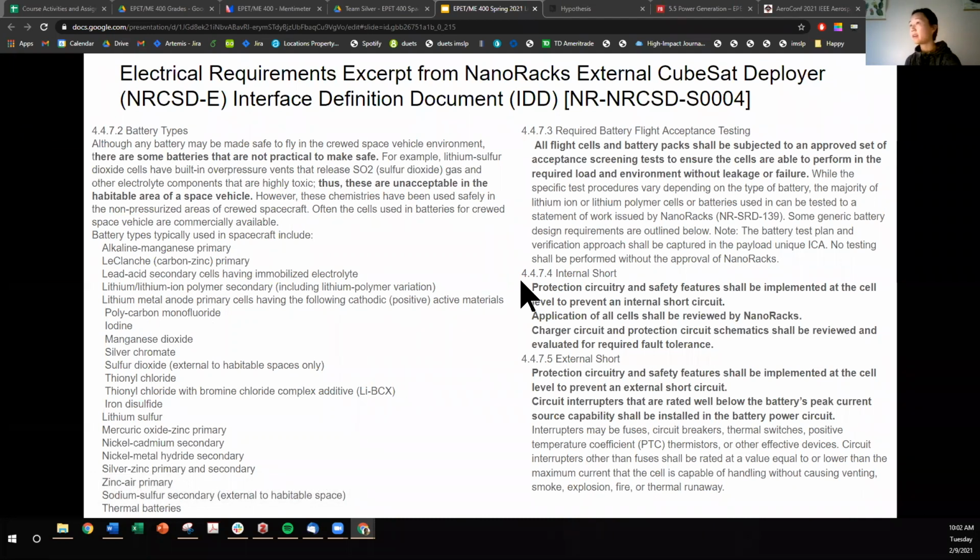Battery types. There is a limitation on what kind of batteries you can use. The limitation is that some batteries are not practical to make safe. For example, lithium sulfur dioxide cells have built-in overpressure vents that release sulfur dioxide gas that are highly toxic. So these, for example, are unacceptable in the habitable area of a space vehicle. You would not want to put that inside the ISS. Other battery requirements. All flight cells and battery packs shall be subjected to an approved set of acceptance screening tests to ensure the cells are able to perform in the required load and environment without leakage or failure.